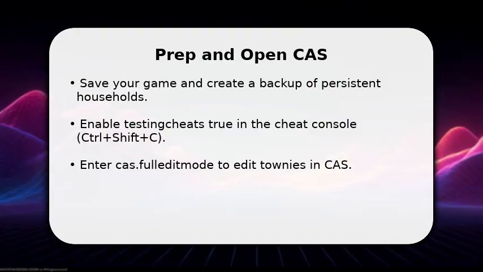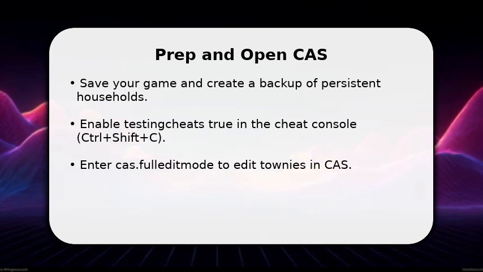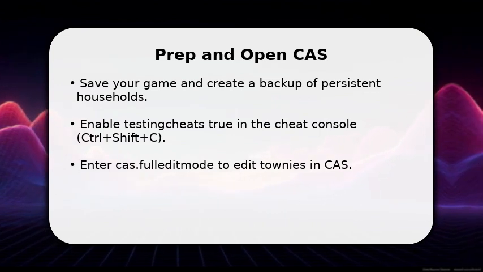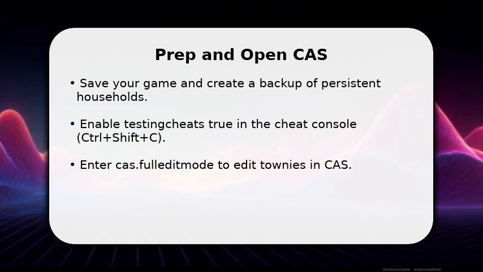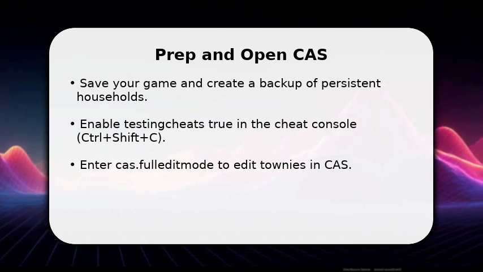You start by saving and backing up your game so you can revert changes. This protects persistent households. Next, open the cheat console and type testing cheats true. This unlocks advanced options. Once done, type CAS, full edit mode and press enter. This is the command that lets you load Townies into Create a Sim.